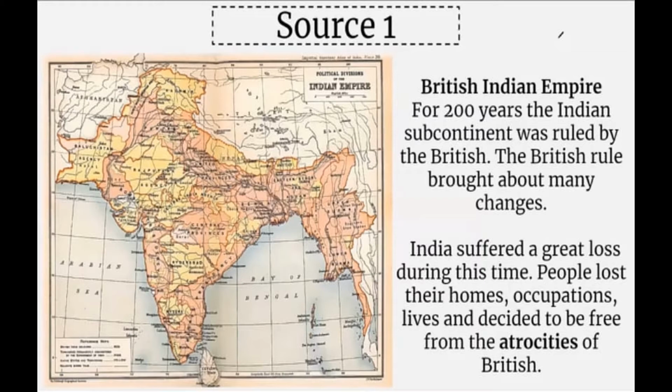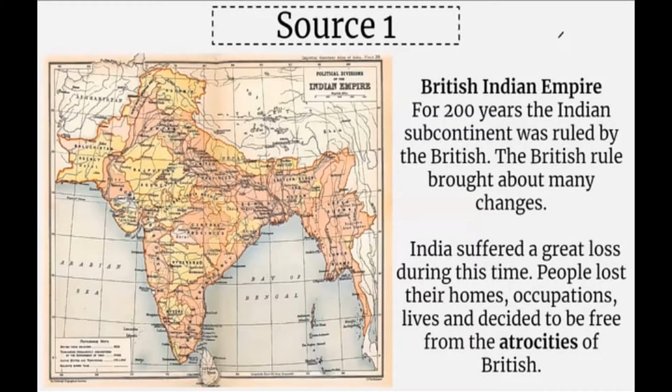So when the Britishers were living in India for 200 years, they brought many rules, right? They were following their own rules, their own laws. There were laws of Britishers that Indians had to follow, right? Indians were forced to follow British rules. India suffered a great loss during this time. People lost their homes, occupations, lives, and decided to be free from the atrocities of the British.